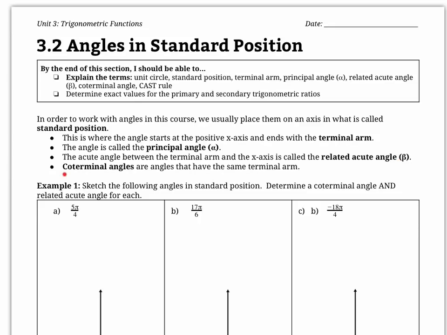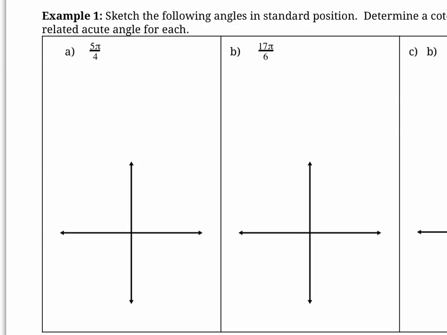And we remember that coterminal angles are angles that look the same. They have the exact same terminal arm, but they have different measures. So for example, 360 degrees would be all the way around a circle. 720 degrees would look the same, would have the same terminal arm, but has a different angle measure. So let's try sketching these angles, and we're also asked to determine the related acute angle and one coterminal angle.